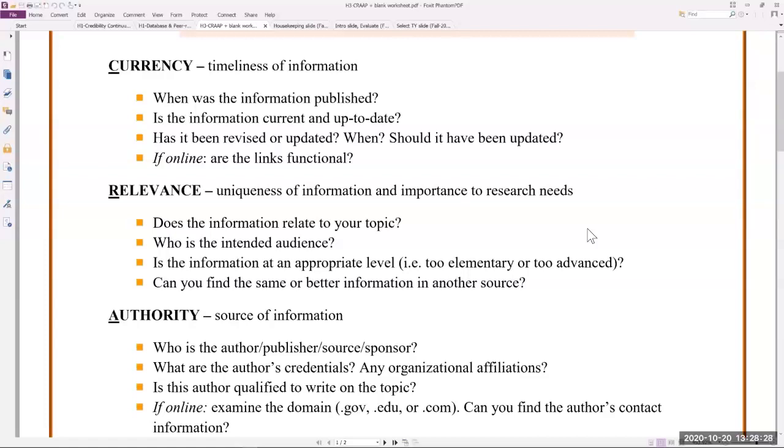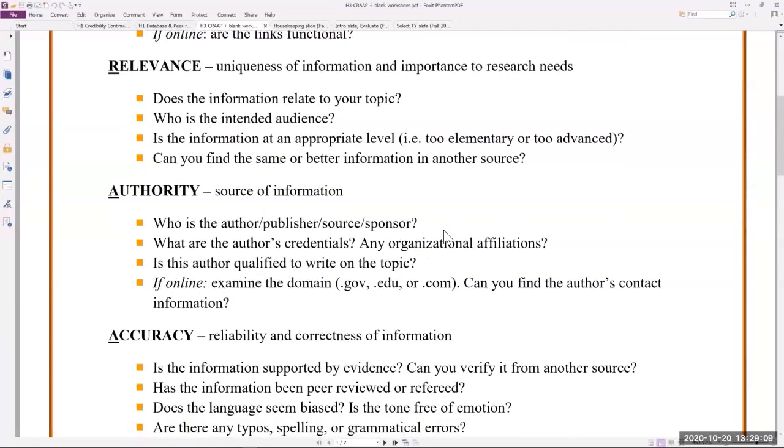Things like that. Sometimes, for example, if you're writing about history, currency may not be an issue because it's everything in the past. But if you're writing about the wildfires in California or the presidential debate, something that is written even 3 months ago may not be current enough. So it all depends on your topic. These are some of the questions you need to ask yourself, and I'm not going to go through all of them, but currency has to do with the timeliness. Relevance has to do with, does it apply to what you need?